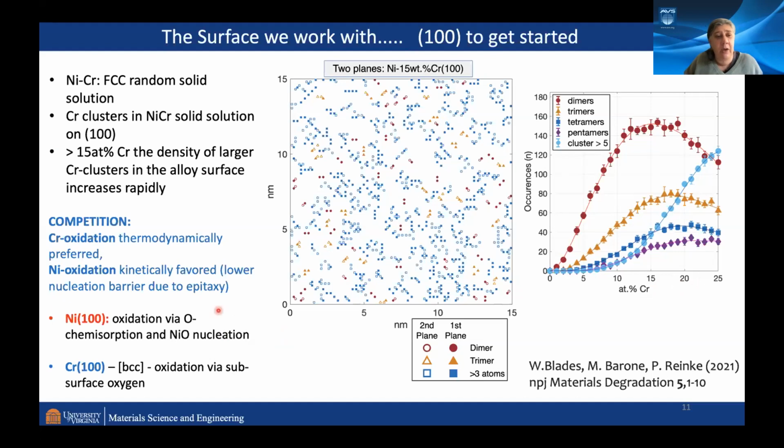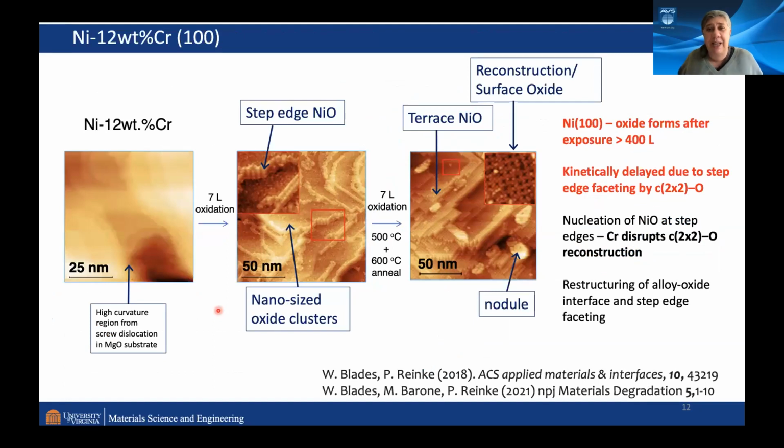So let me lay it out. We have a competition between the thermodynamically stable preferred chromium oxide and the kinetically favored nickel oxidation, which is generally attributed to a lower nucleation barrier because of epitaxy. Nickel 100 has an oxidation via chemisorption. Chromium 100, which is actually a BCC structure, has oxidation via subsurface oxygen. Very different animals.